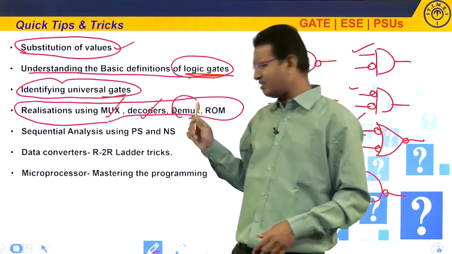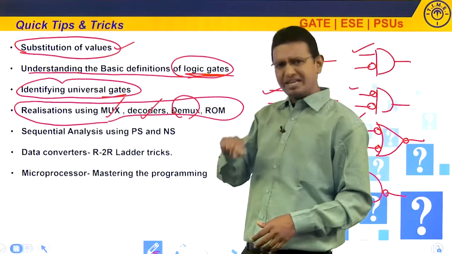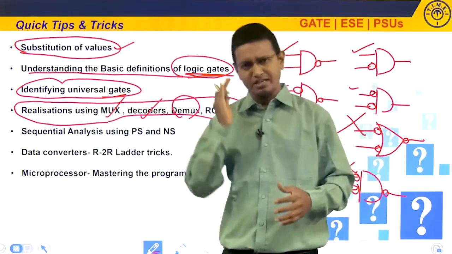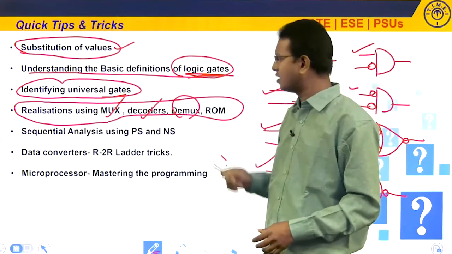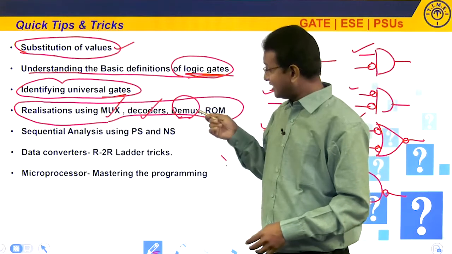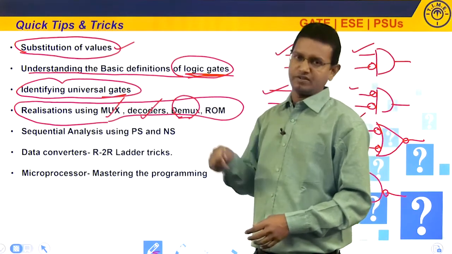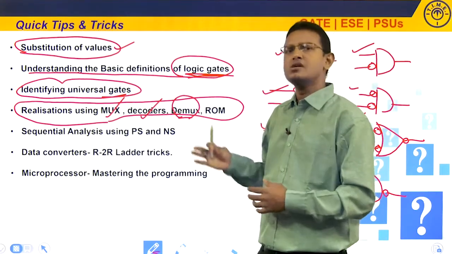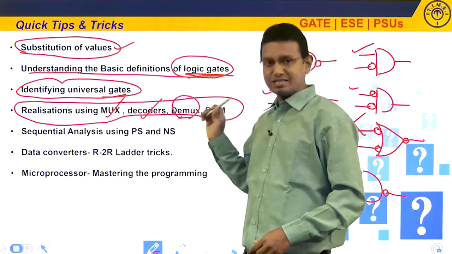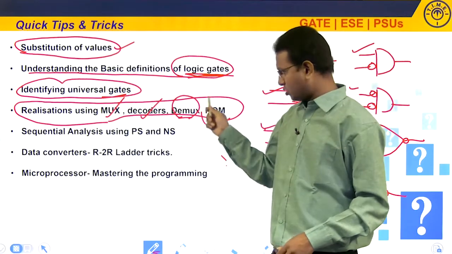Now coming to the demux. As we know, a demux is nothing but a decoder with an enable input. So whenever a question comes on demux, assume that it is a decoder and solve it. And for a demux, remember, the select lines will be the function variables. If you want to implement Boolean expressions using a demux, the function variables will become the select lines of the demux.